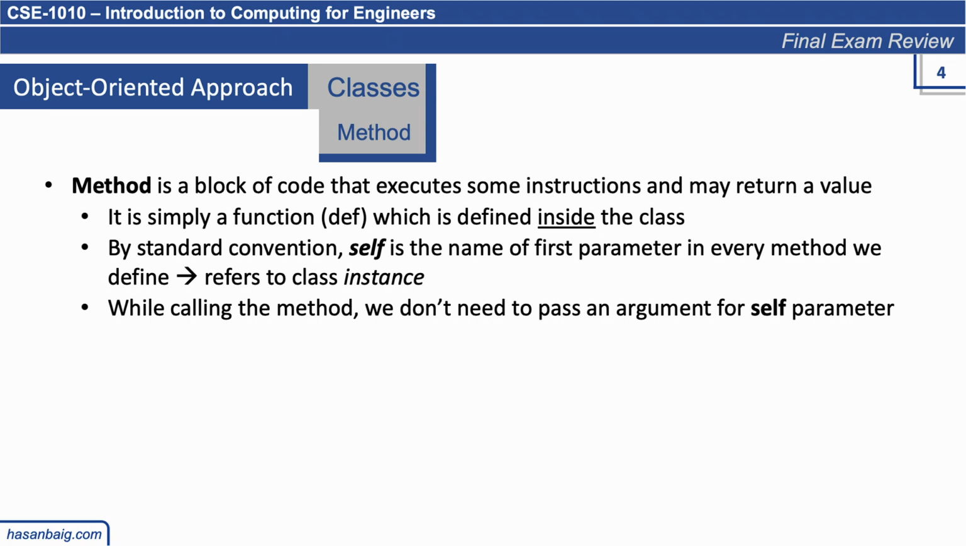You have to be very cautious when you're writing code, either on paper or if you're given a question like which is the correct method. If self is not defined as the first parameter in any method inside the class, it is considered an invalid method. While calling the method, we do not need to pass the self argument.